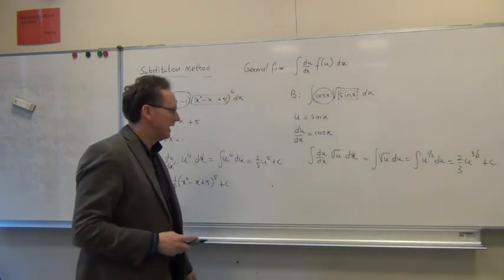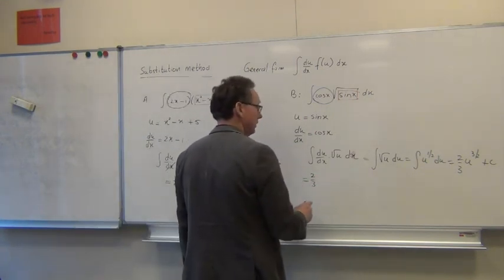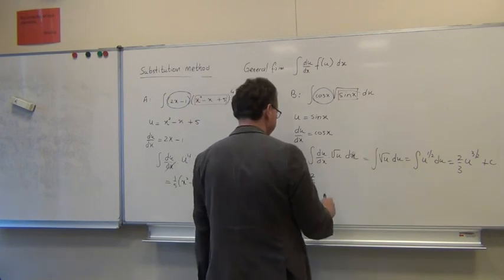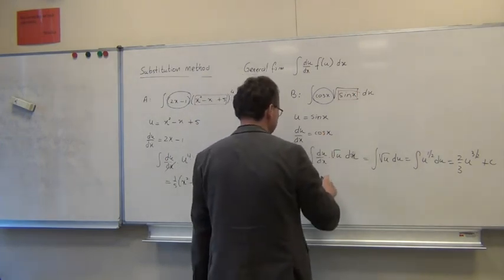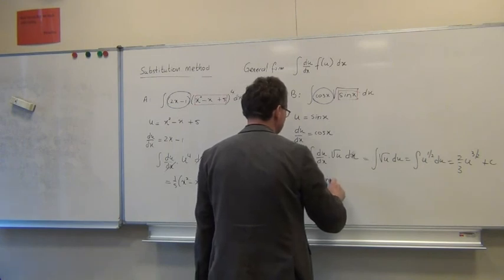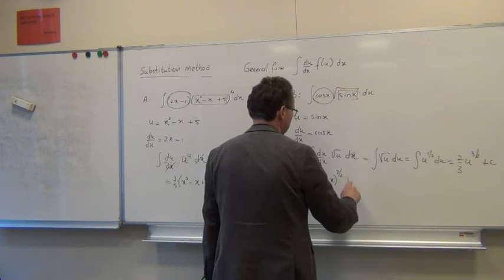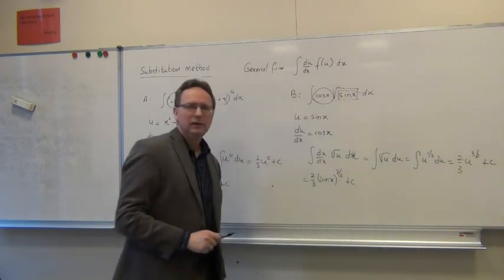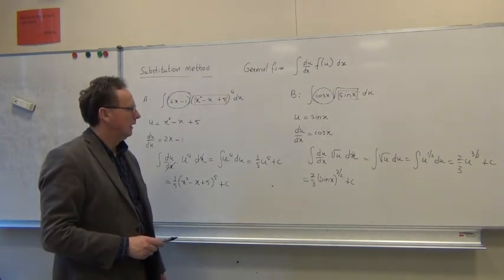And then still the last step. You can write 2/3 and then the u, it was sine x, so sine x to the power 3 over 2 plus c. So this is the antiderivative of that.